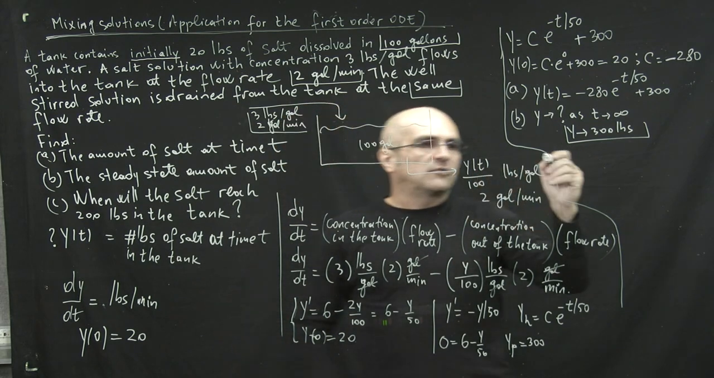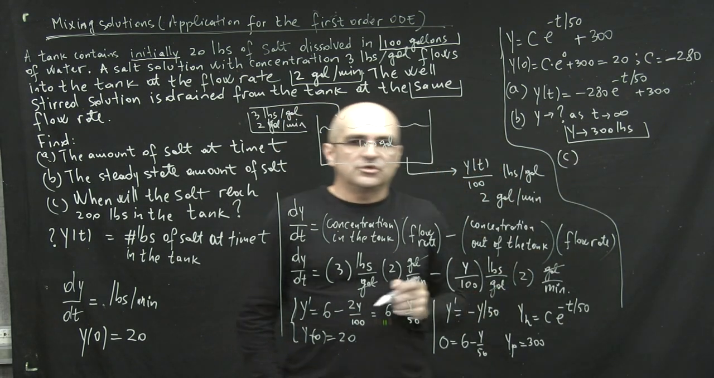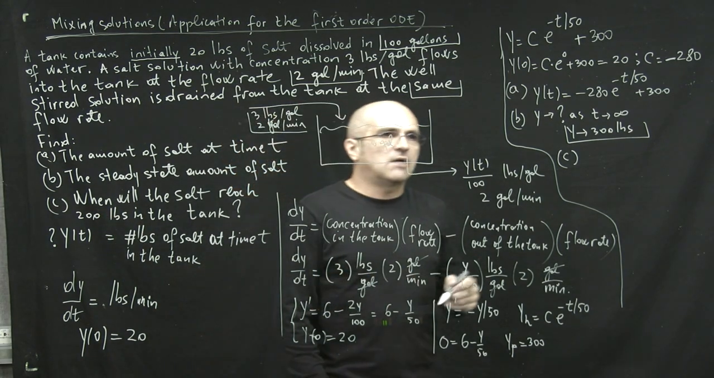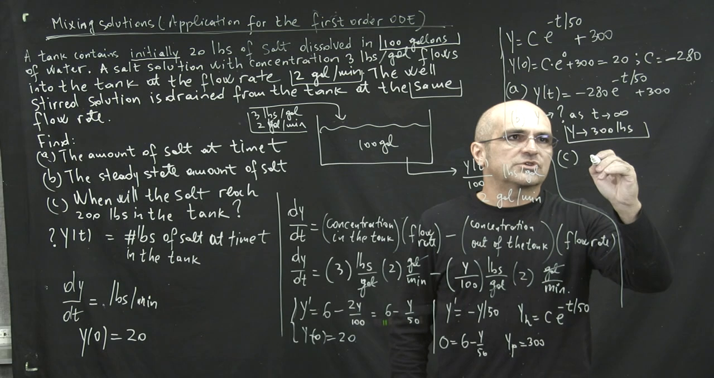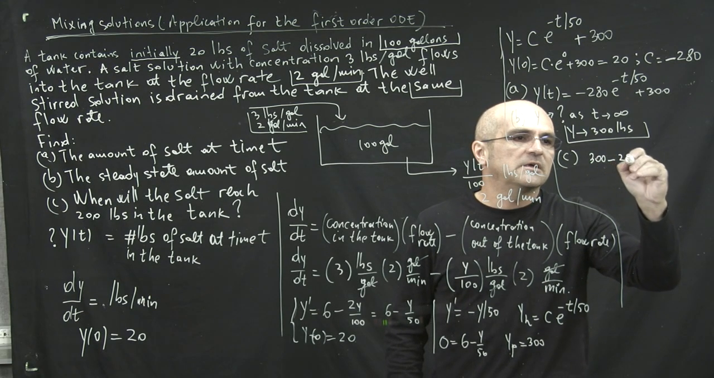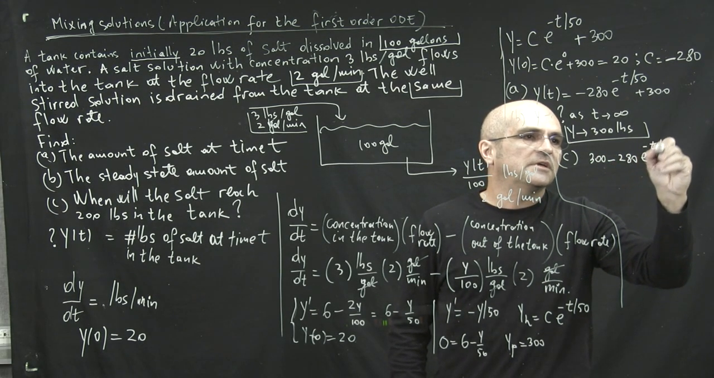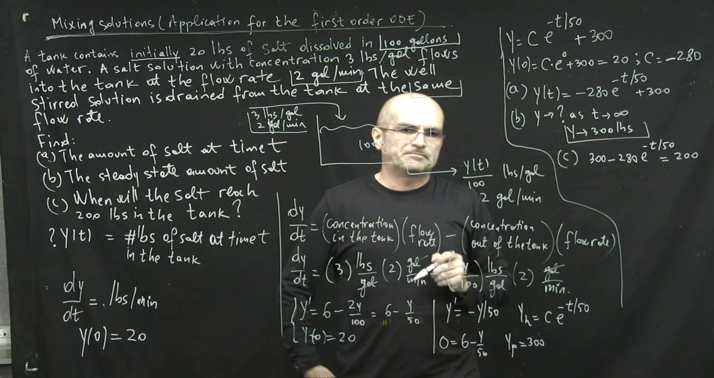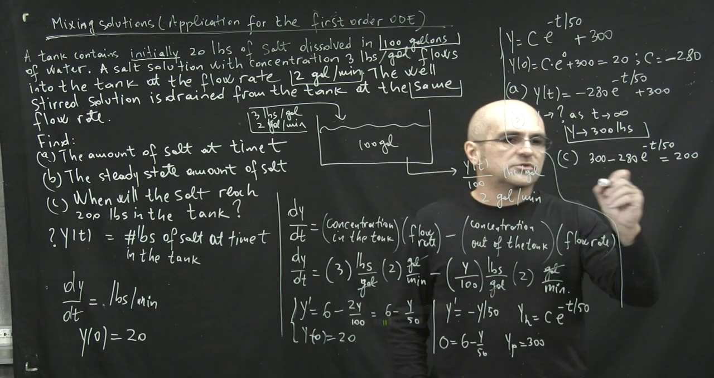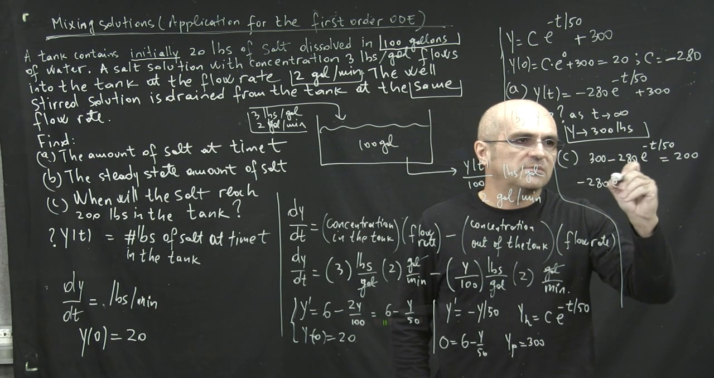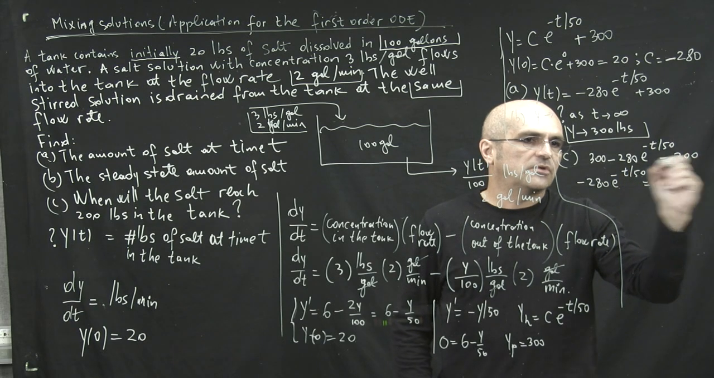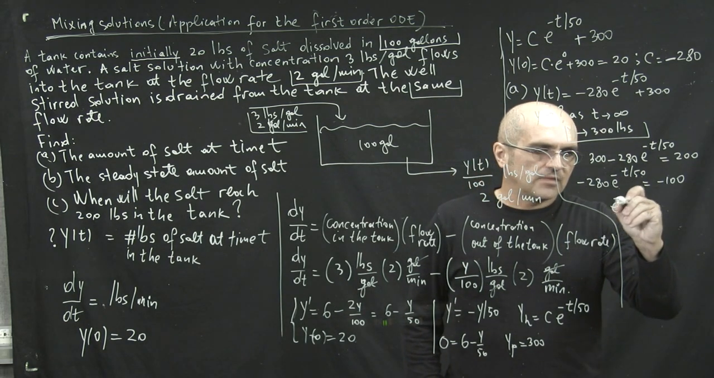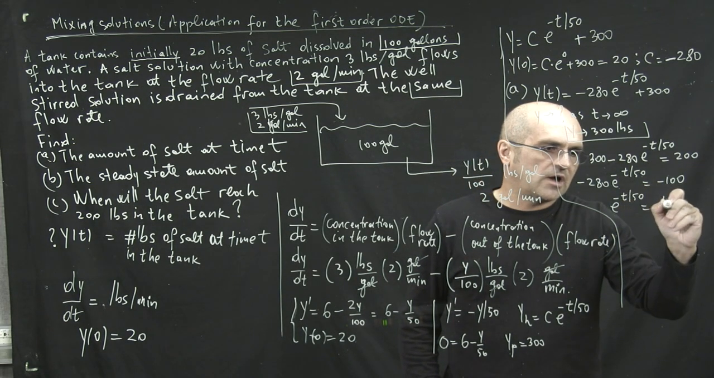Finally, the last part of the problem was to determine the time when the salt will be 200 pounds. So how do you do that? Well, you're going to set up the solution 300 minus 280 e to the minus t over 50, set it equal to 200, and solve for t. You may need to use the calculator here. So minus 280 e to the minus t over 50 is 200 minus 300, which is minus 100. Isolate the exponential, which is 100 over 280.